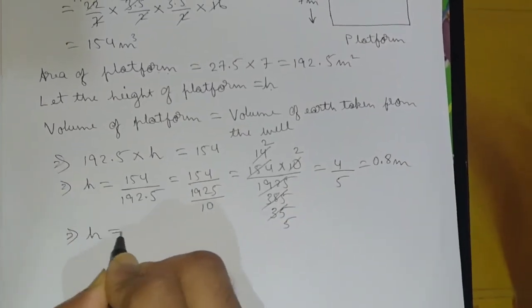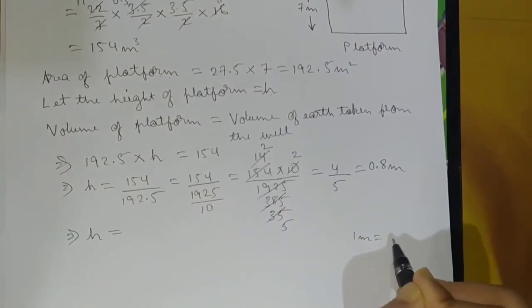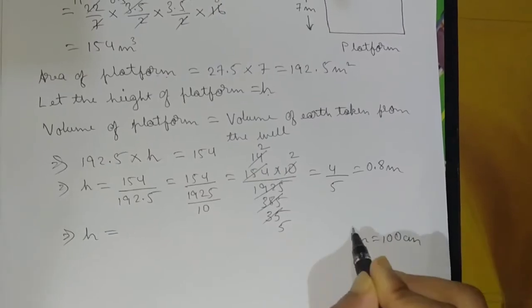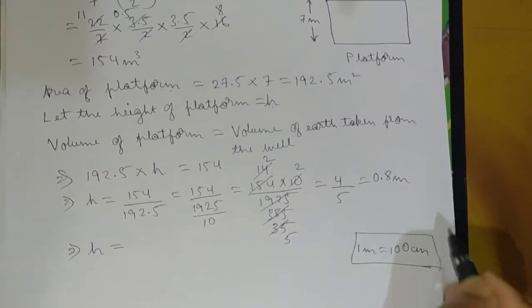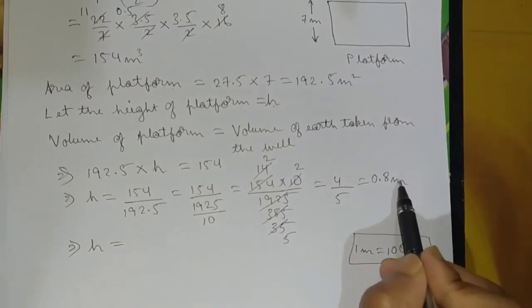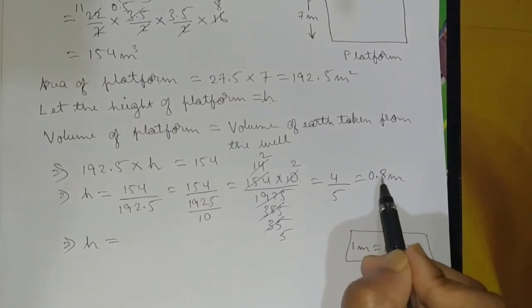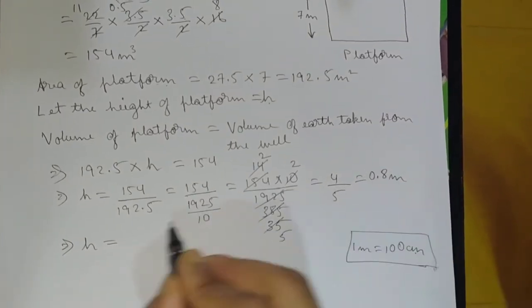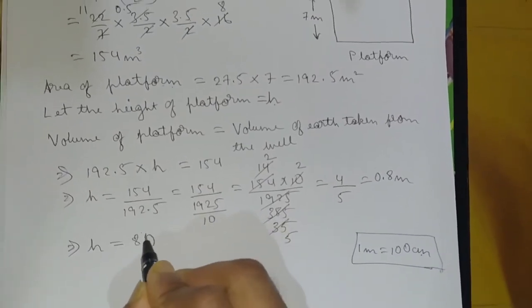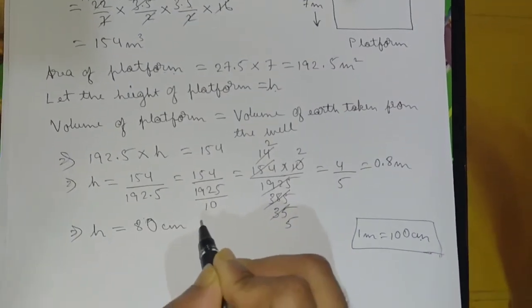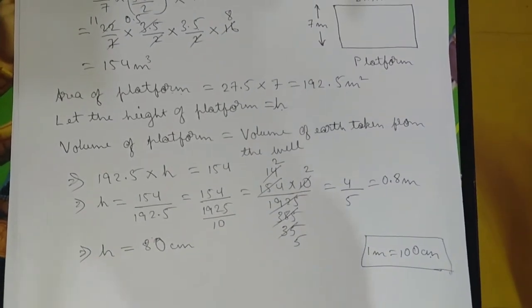So this implies h is equal to... 1 meter equals 100 centimeters. To convert meters to centimeters, multiply 0.8 by 100. So 0.8 into 100 is 80 centimeters. The height of the platform is 80 centimeters.